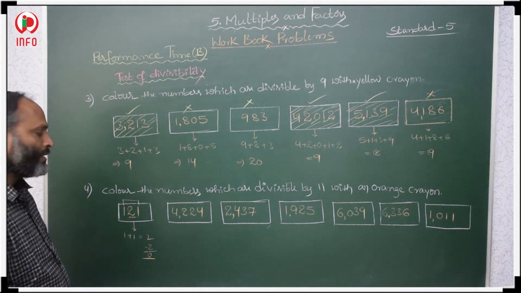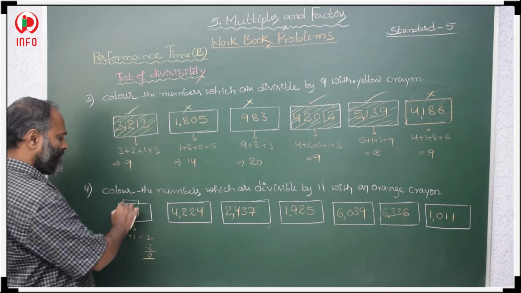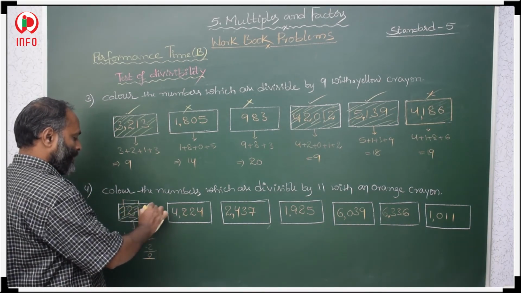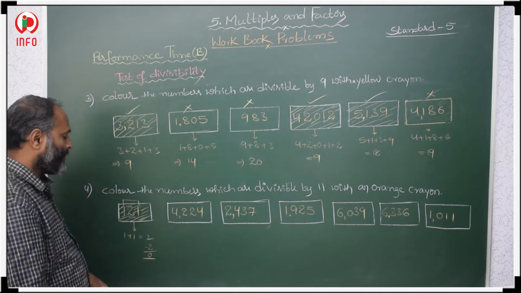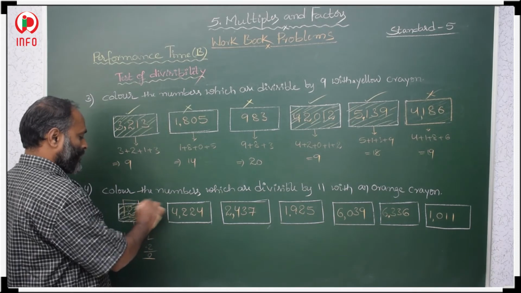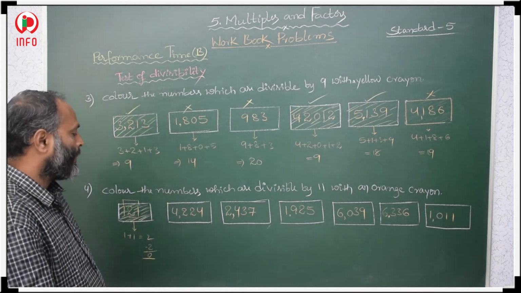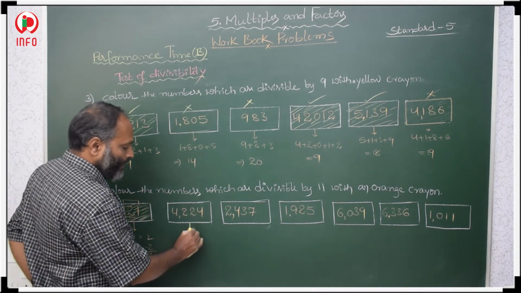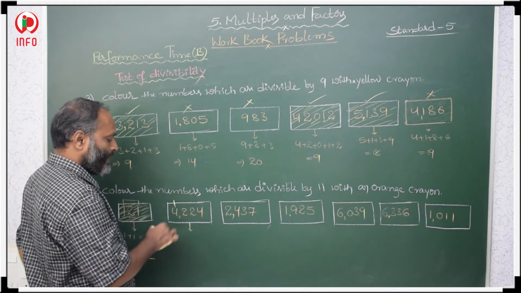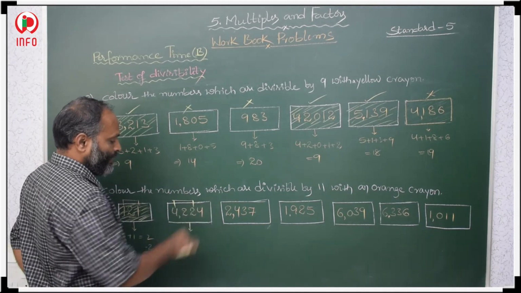So, 0 is our answer, the difference is 0. So it is divisible by 11. Here, color with orange, not with yellow. Okay. Now, here in this first number we have to find the sum of odd digits, first and third.